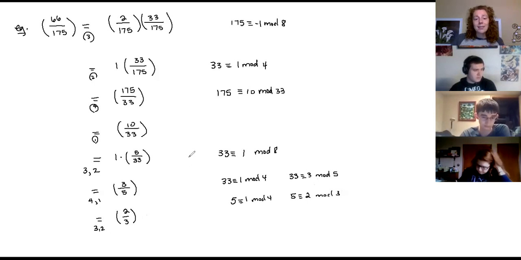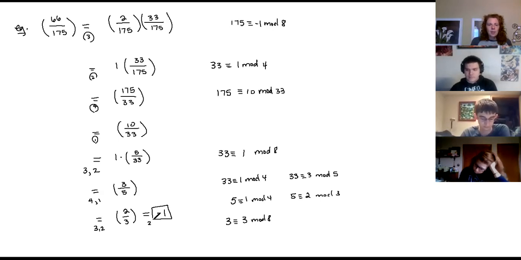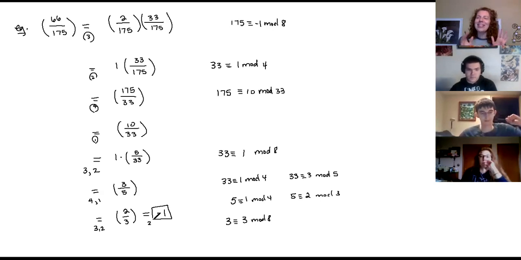And last, if I use rule number 2, what I need to check is that 3 is obviously congruent to 3 mod 8. So using rule number 2, this ends up equaling -1. Okay, that's how you compute the Jacobi symbol by hand. We are never, ever doing that again, but that's how you compute the Jacobi symbol by hand.